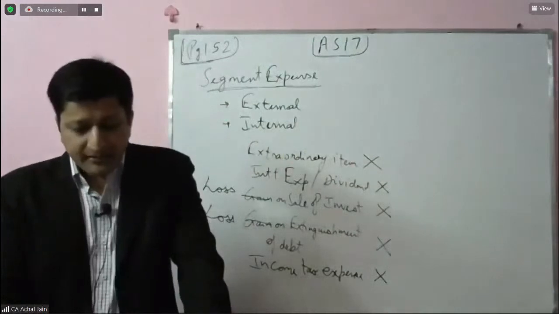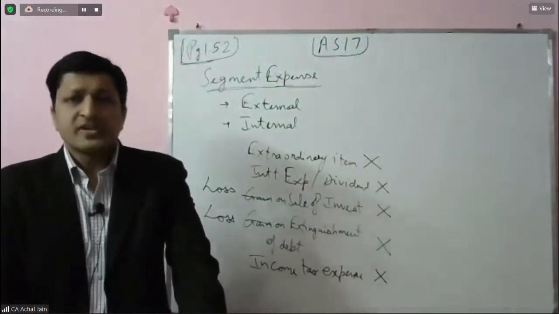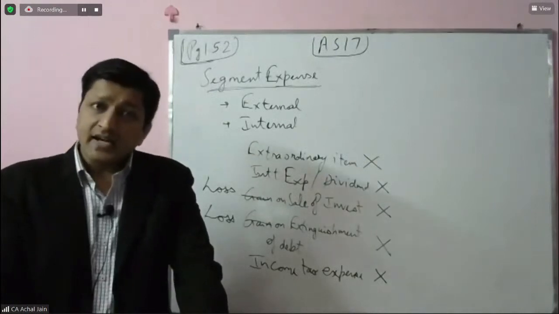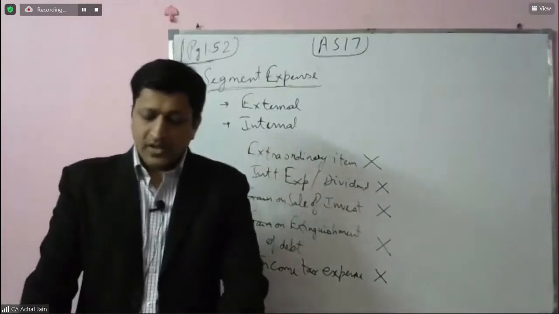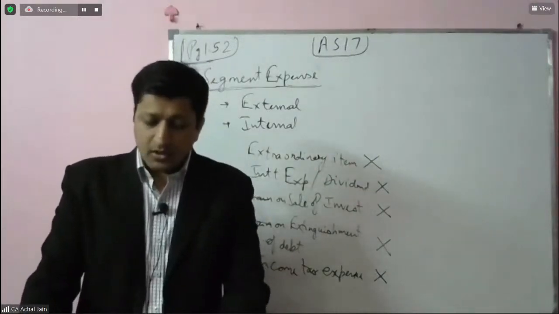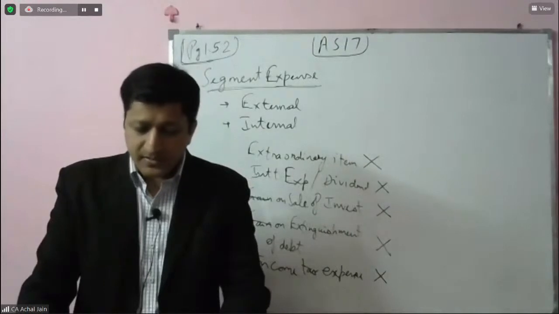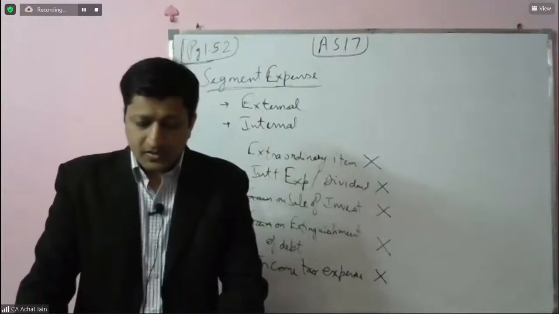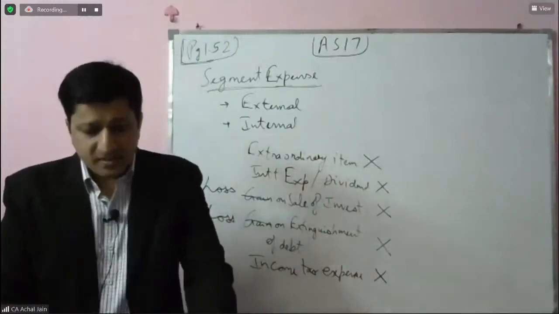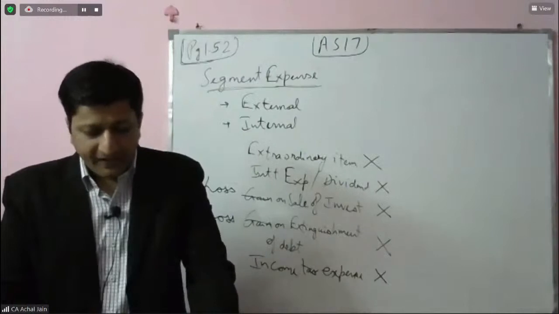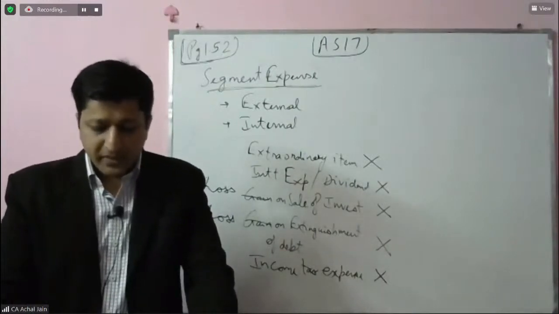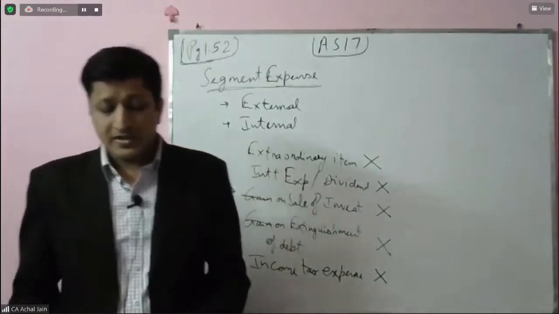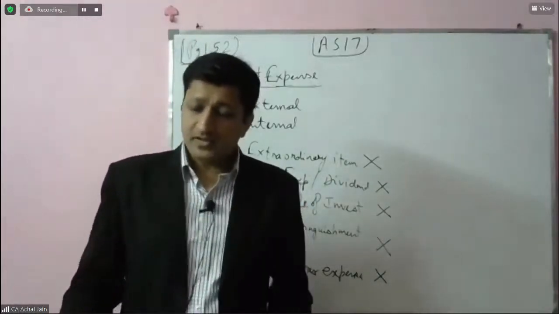General administrative expenses, head office expenses, other expenses that arise at the company level and relate to company as a whole. However, costs are sometimes incurred at the enterprise level on behalf of the segment. Such costs are part of a segment expense if they relate to the operating activities of the segment and if they can be directly attributed or allocated to the segment on a reasonable basis. So let's see, what do you mean by this?